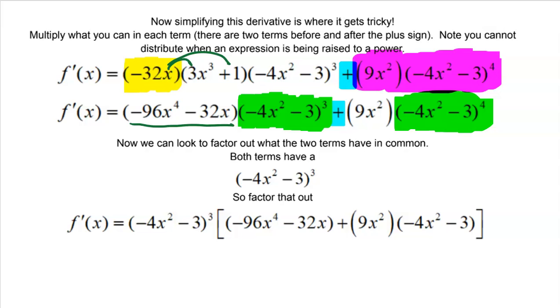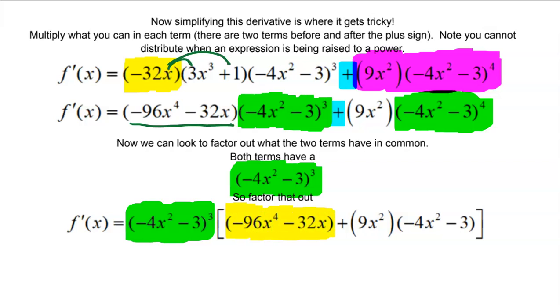I can only factor out the smaller amount, so that's why I'm going to factor out the negative 4x squared minus 3 raised to the third. So here is me factoring that out in front of everything. So now my leftover terms become negative 96x to the fourth minus 32. That's all that's left right here after I take this part out. It's now out in front.